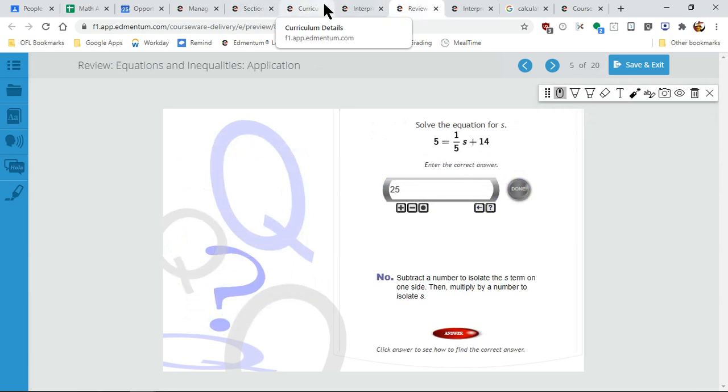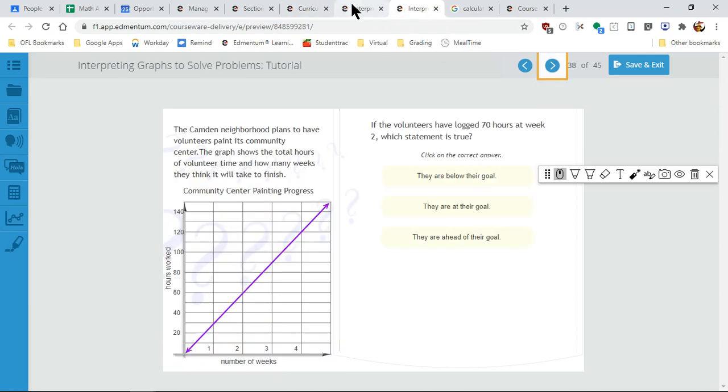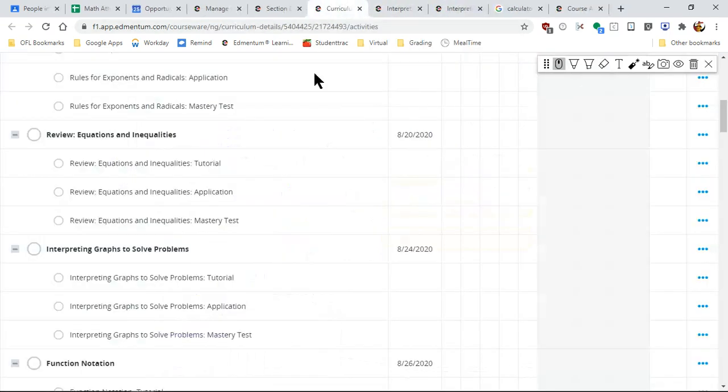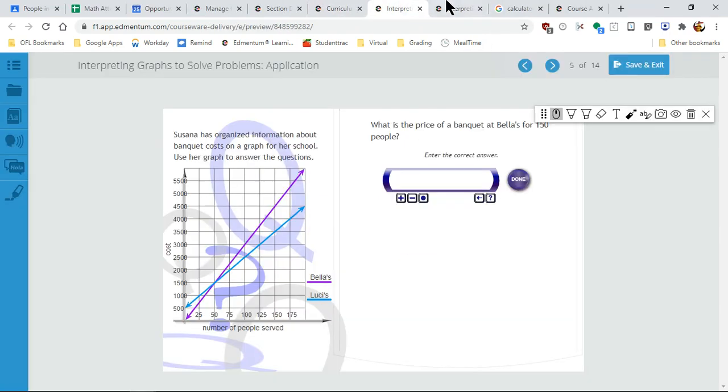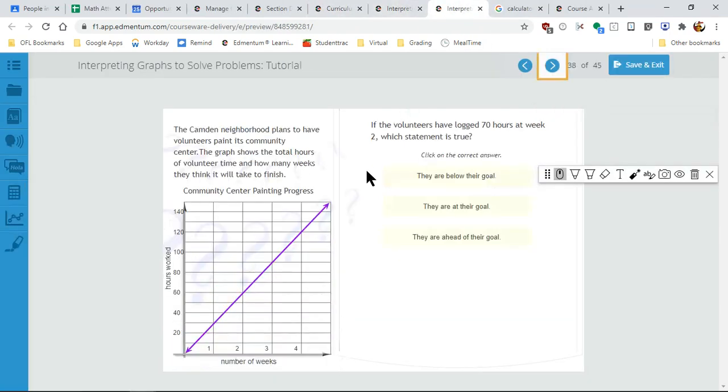So, does that sound fair, guys? Just be able to go in there, read it, understand it, and it's going to help you with your mastery test. So it's basically just practice is what I'm trying to get at.